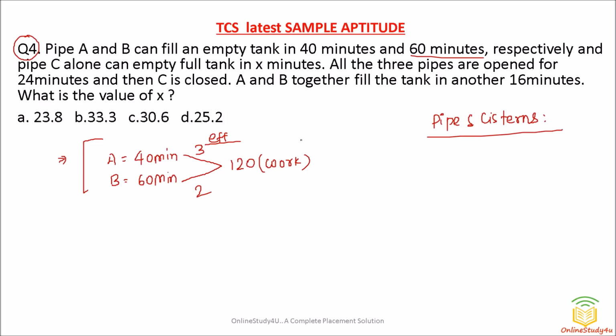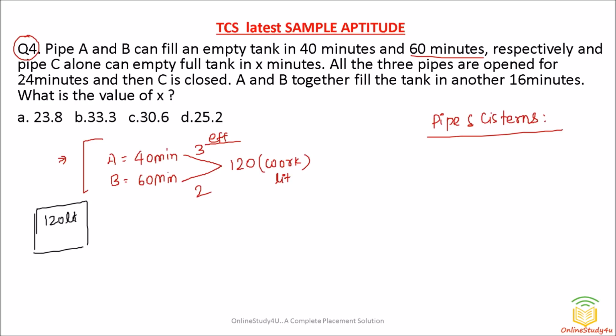So 120 work, or you can also say 120 liter, because this is pipe and cisterns. So 120 liter is the capacity of the tank. I will say the capacity of the tank is 120 liter, which means you have to fill basically 120 liter in this tank. Fine. So pipe A and B, okay, this is done.